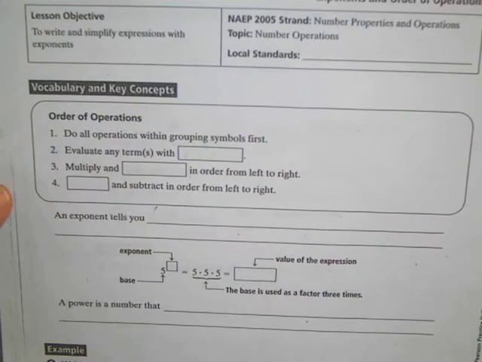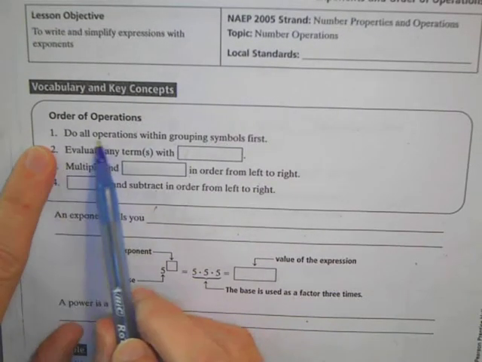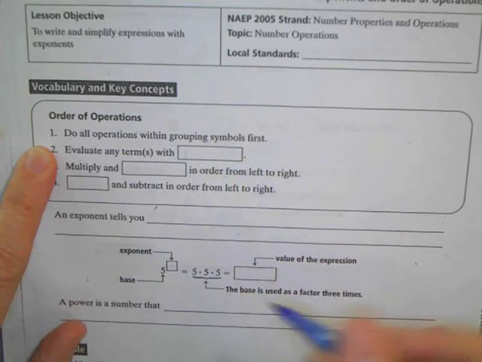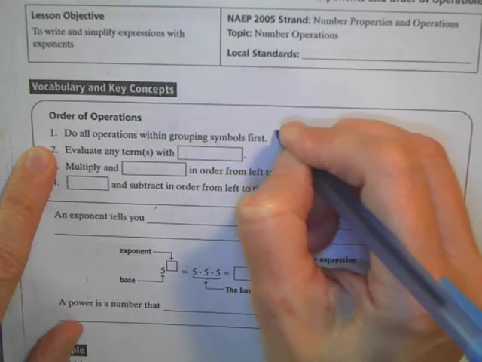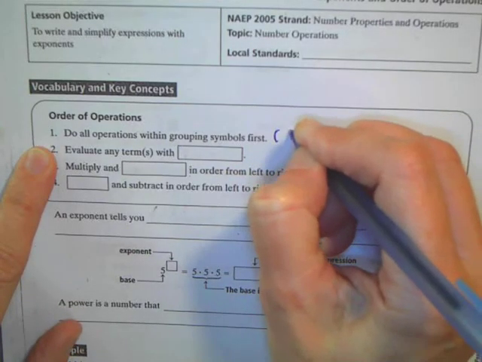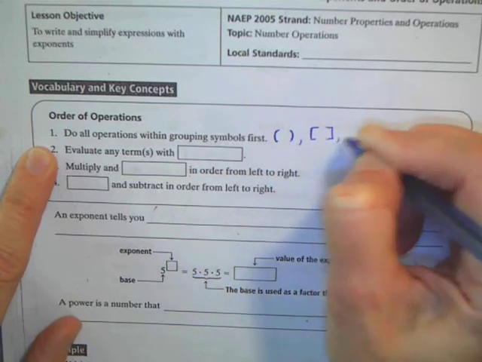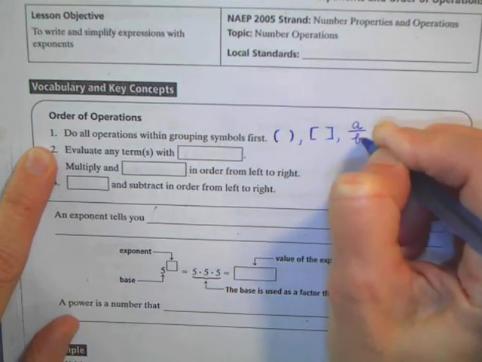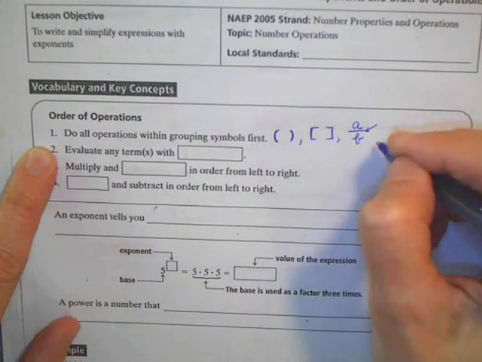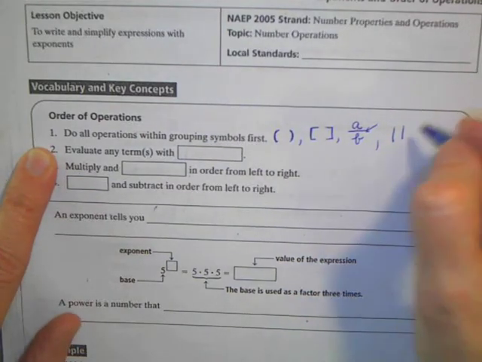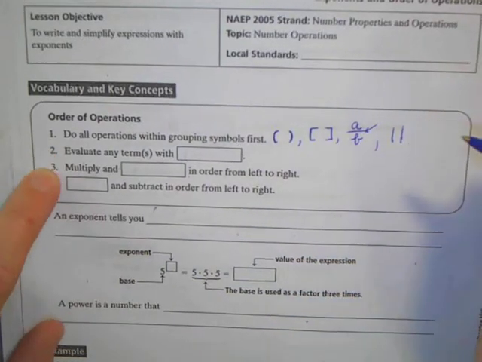All right, so our first step in order of operations is to do all operations within grouping symbols first. And remember, grouping symbols are parentheses, brackets, the division bar, and also the absolute value symbols can act as grouping symbols as well.